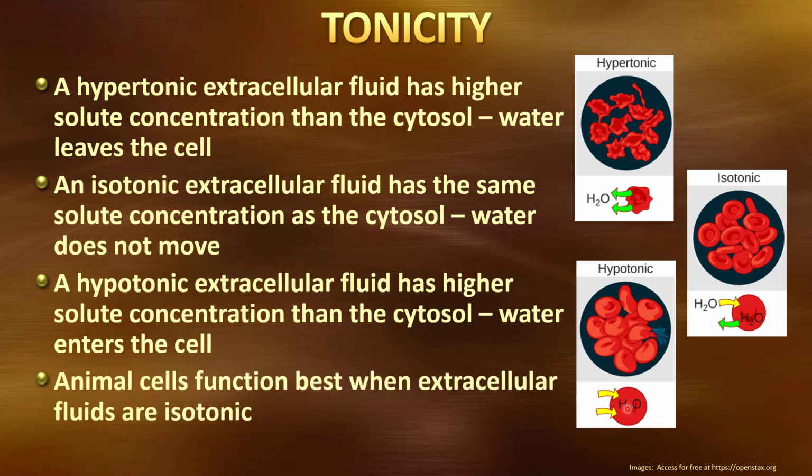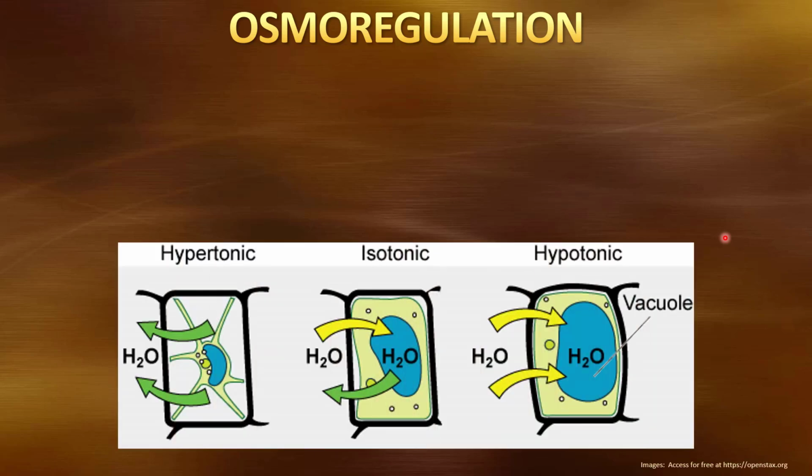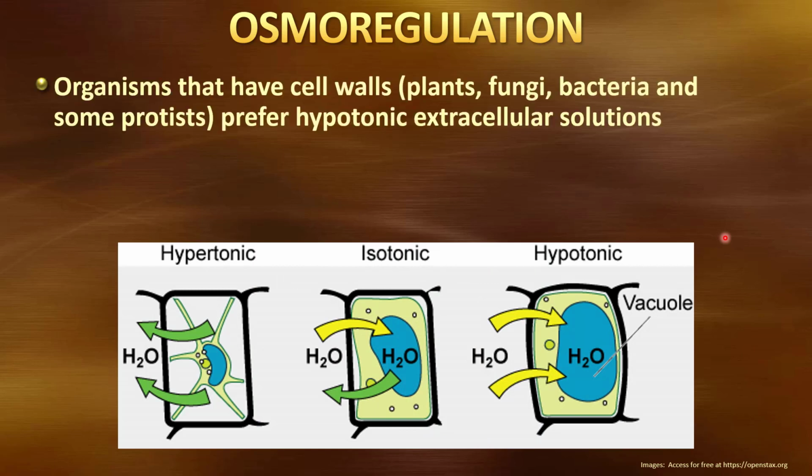Animal cells function best when they are in an isotonic solution. So when we talk about regulation of water, we often refer to this as osmoregulation. Let's take a look at osmoregulation in a plant cell as opposed to the red blood cells we saw. The difference with a plant cell is that it has a cell wall around it. And because it has a cell wall, the cells themselves are not going to burst and they're not going to shrivel up the same way that our red blood cells did.